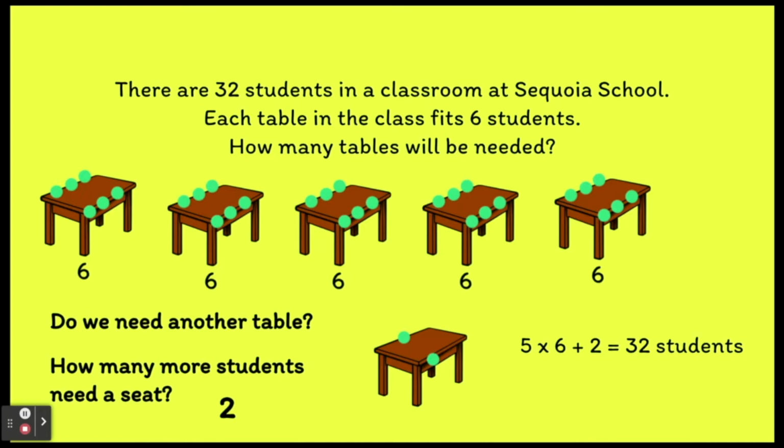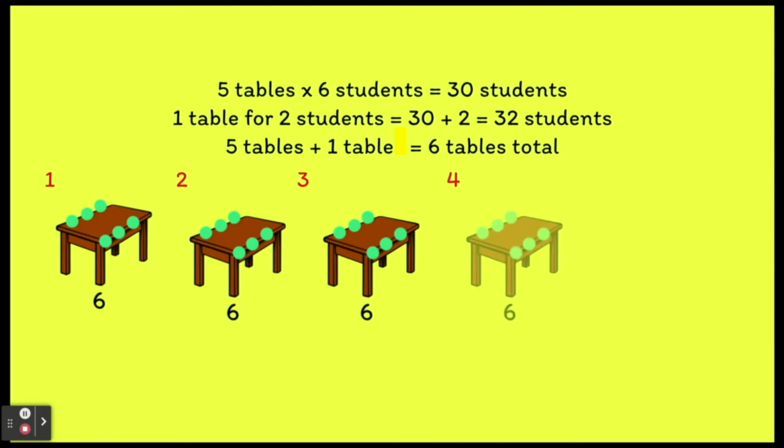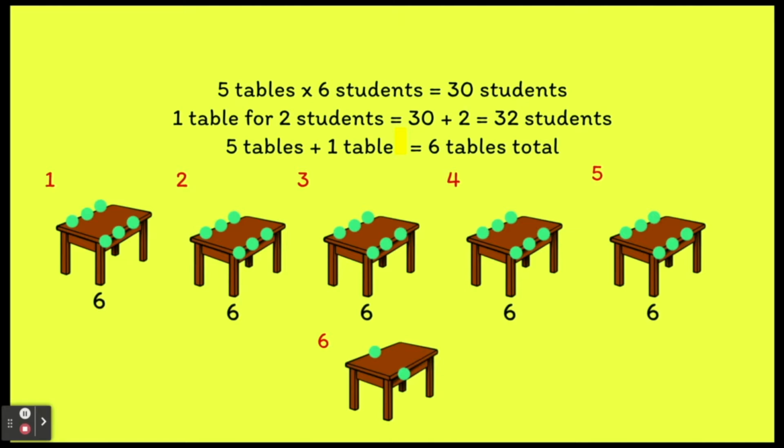We know that we have our 32 students seated. So, 5 tables times the 6 students equal 30 students. Then we had 1 table for 2 students, right? So then we ended up with the 30 students plus the 2, which we got 32 students. So if we look at it, we count our 5 tables that are full and our 1 table with 2 students. So we would need 6 tables to fit all 32 students.